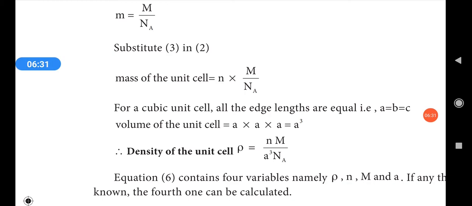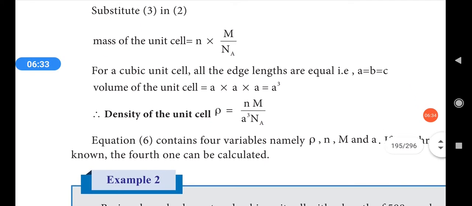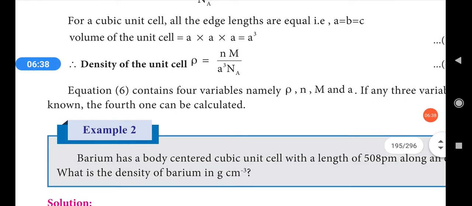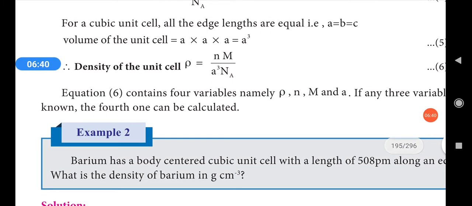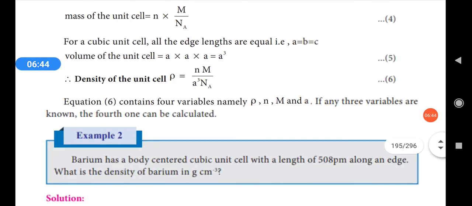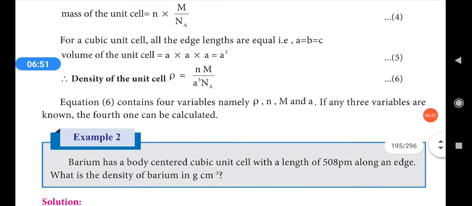If any 3 variables are known, the fourth one can be calculated. If you know the values of any 3 variables, you can calculate the fourth one. So let us solve the problem.